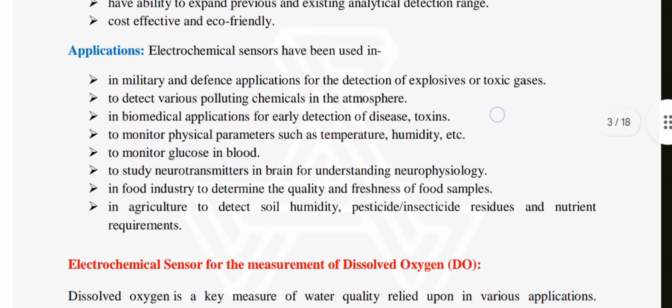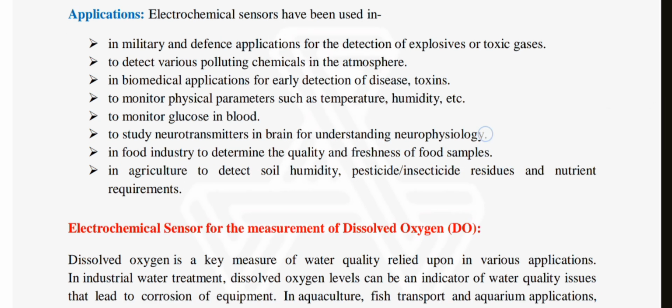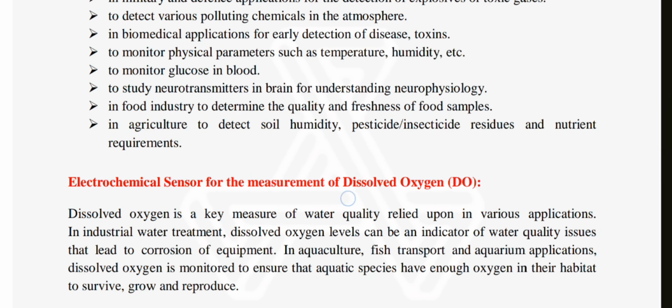Applications. Electrochemical sensors have been used in military and defense applications for the detection of explosive or toxic gases, to detect various polluting chemicals in the atmosphere, in biomedical applications for early detection of disease, toxins, to monitor physical parameters such as temperature, humidity, etc., to monitor glucose in blood, to study neurotransmitters in brain for understanding neurophysiology, in food industry, to determine the quality and freshness of food samples, in agriculture to detect the soil humidity, pesticide, insecticide residues, and nutrient requirements.